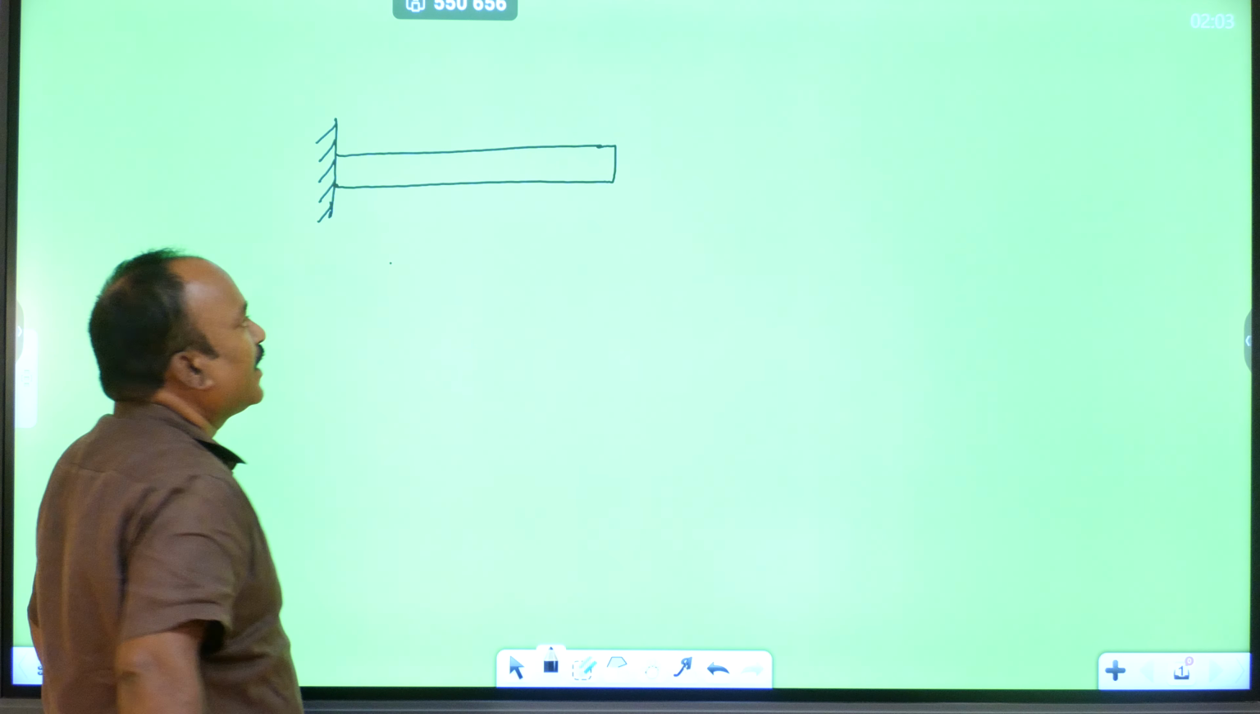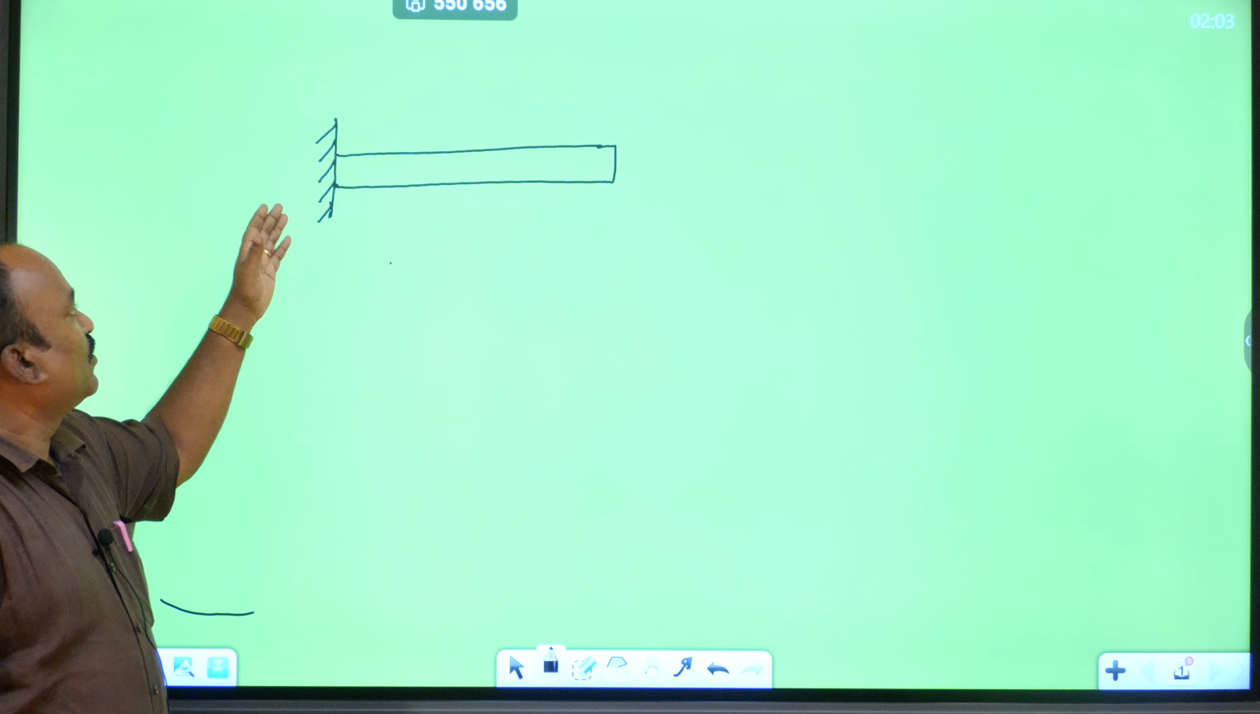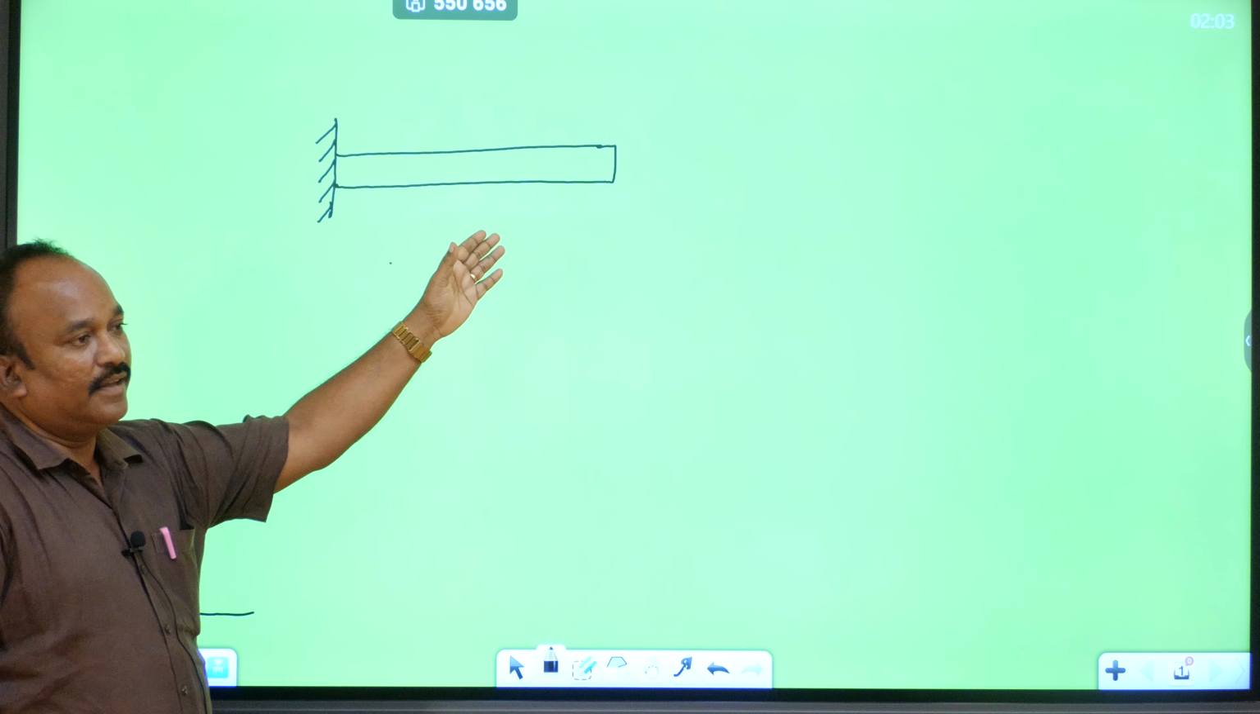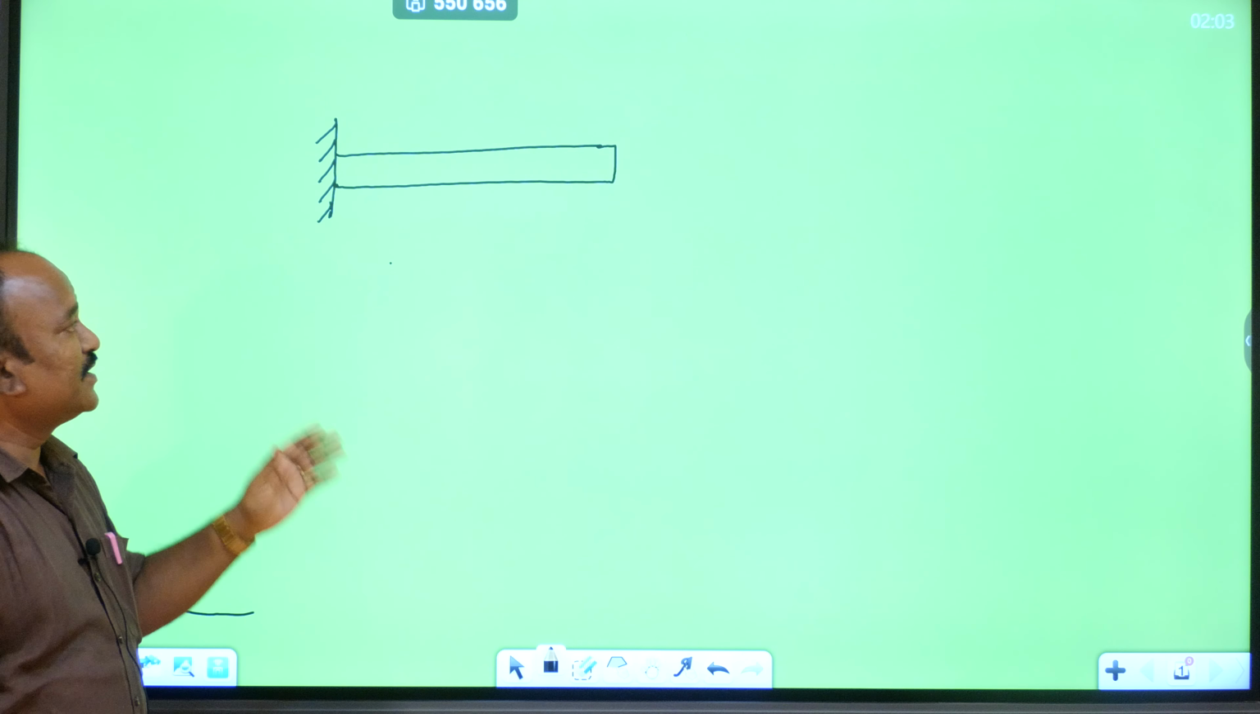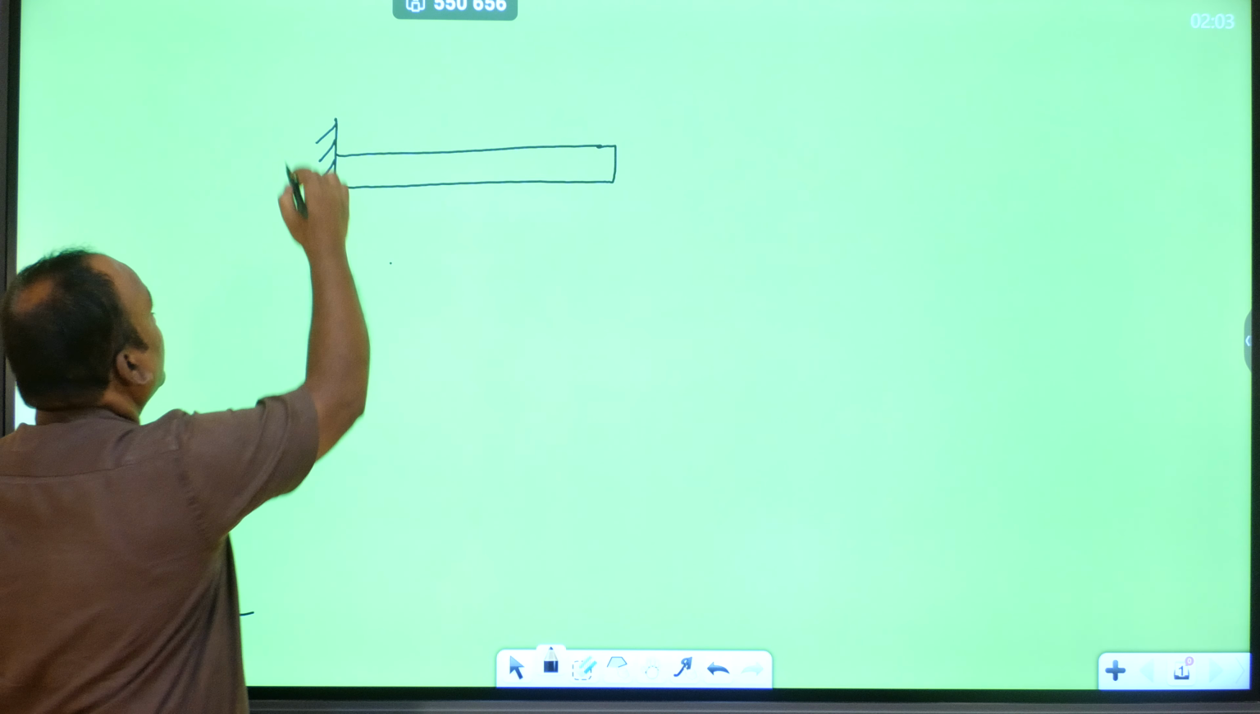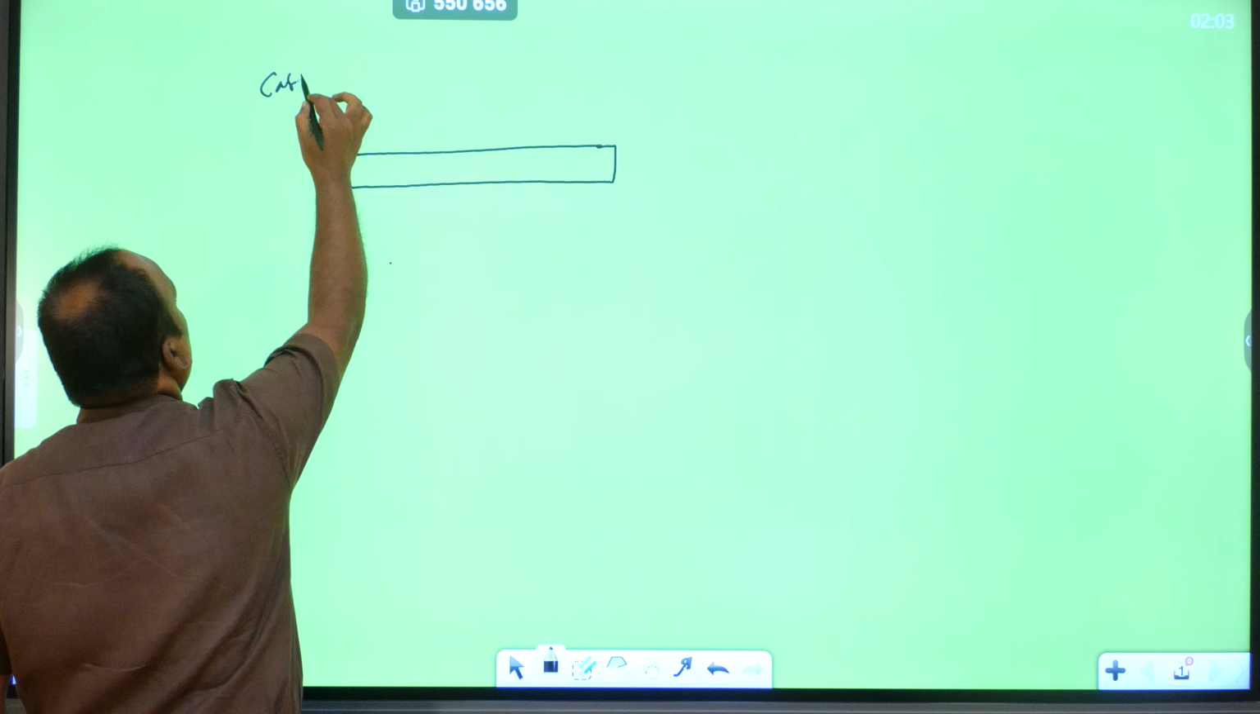Okay, this is the cantilever. So cantilever means one side fixed, another side free. So this is the cantilever. So case 1.